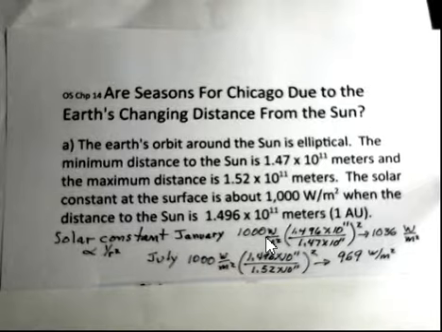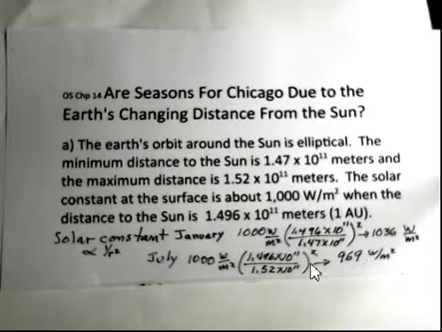The 1,000 watts per square meter is at the reference distance of 1 AU, so I have that on the top. And here I have the close, the perihelion distance, 1.47 times 10 to the 11th, and that gives us 1,036 watts per meter squared underneath the atmosphere. Outside the atmosphere, it's a larger number, but underneath the atmosphere in January, we have more energy than in July.